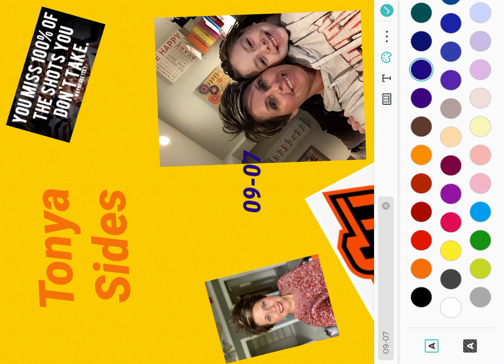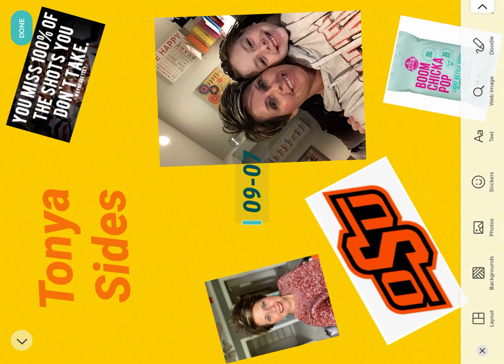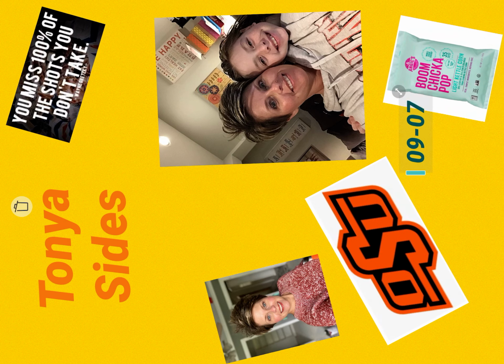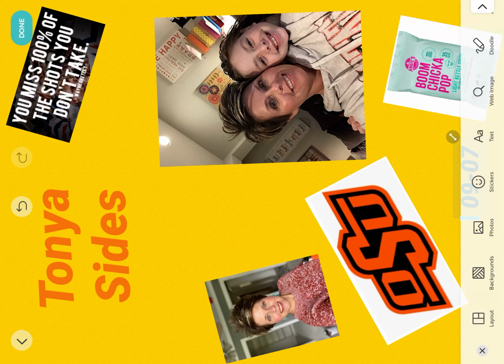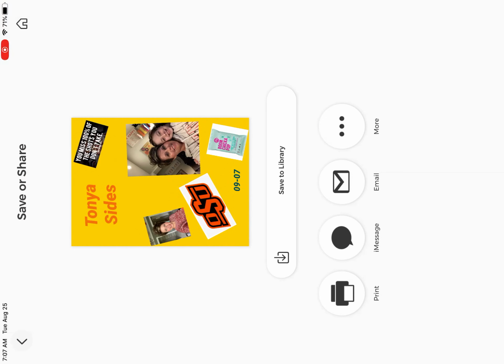Then if I want to change, I can change the color of the font by clicking that little paint palette. I could change it to be a different color. I could test out different choices. When you're happy with it, click the check mark. Then you can move it around the page. It doesn't have to be by my name. It could be, as long as it's somewhere. And then when you're happy with the way it is, you click done. And then you click save to library. Okay, now it's on your camera roll.